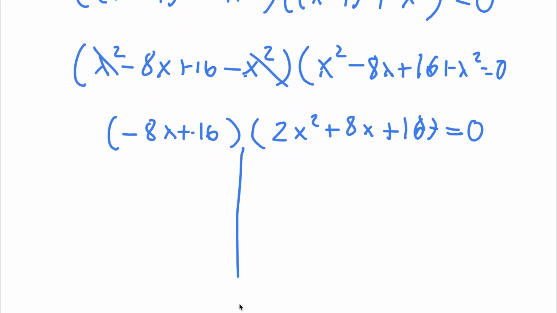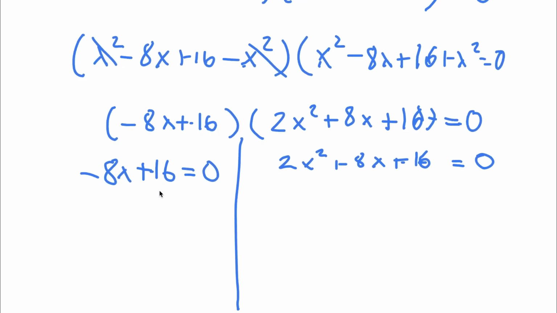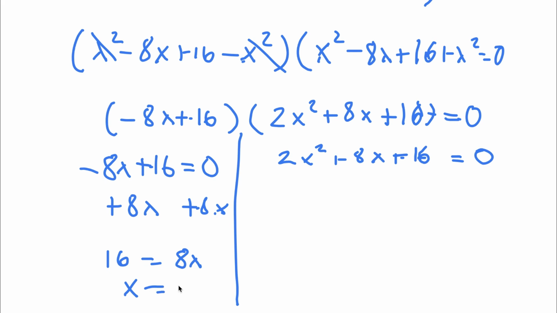So now this gives me two equations. I have negative 8x plus 16 is equal to 0. And I also have 2x squared plus 8x plus 16 is equal to 0. So for negative 8x plus 16 equals 0, simply add 8x on both sides. So I'm going to have 16 is equal to 8x, meaning x is equal to 2. So this is one solution of x.